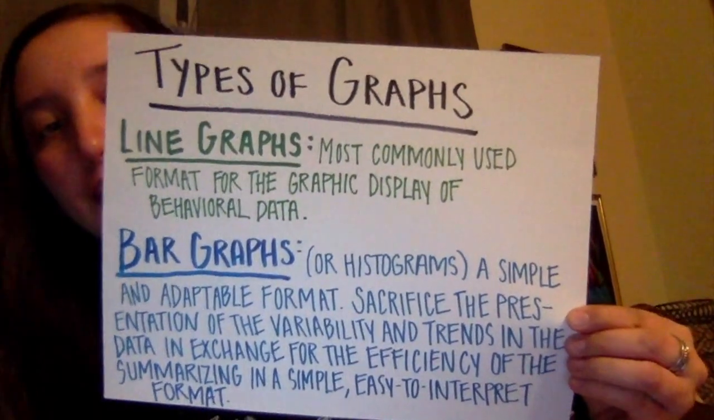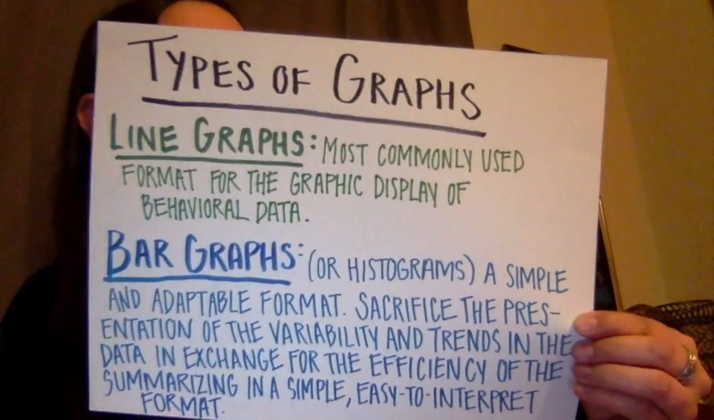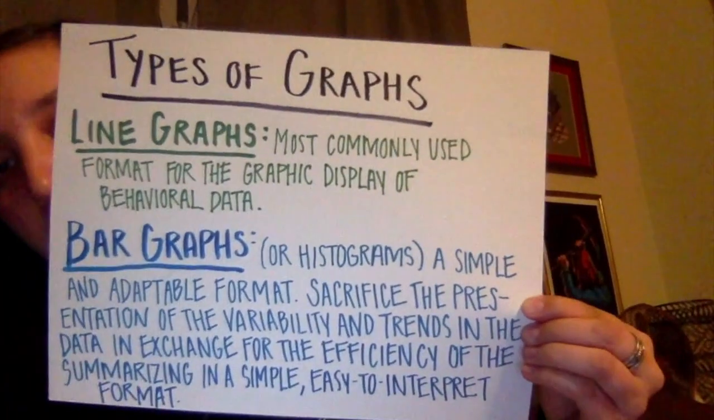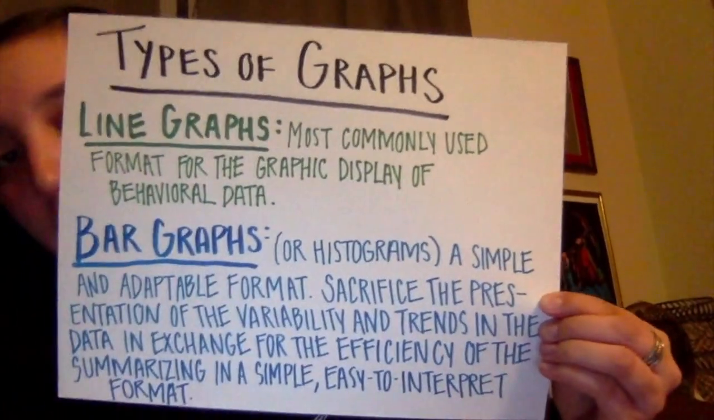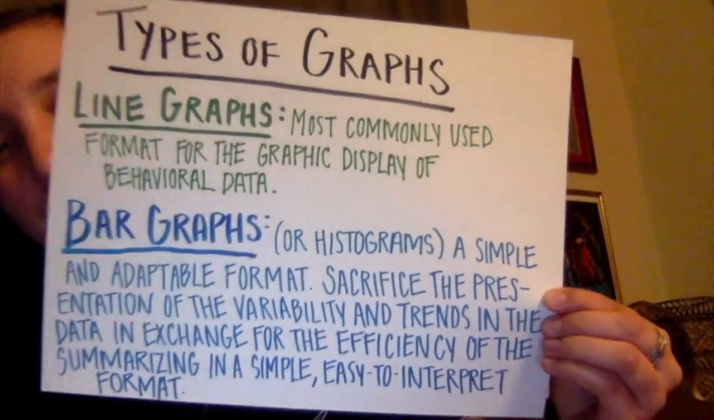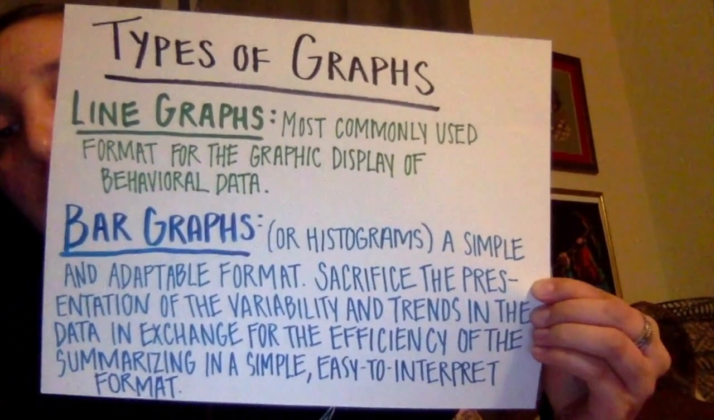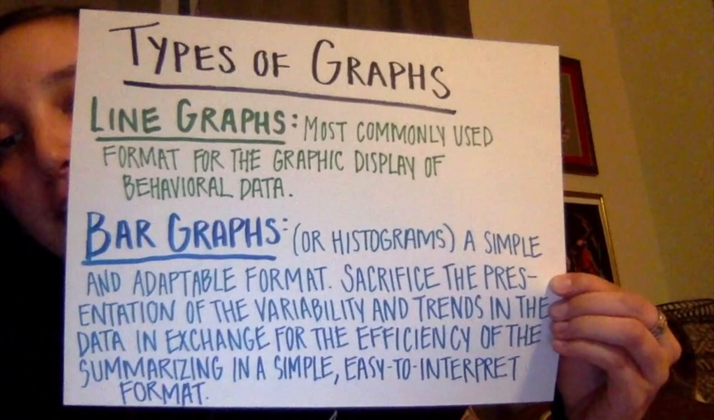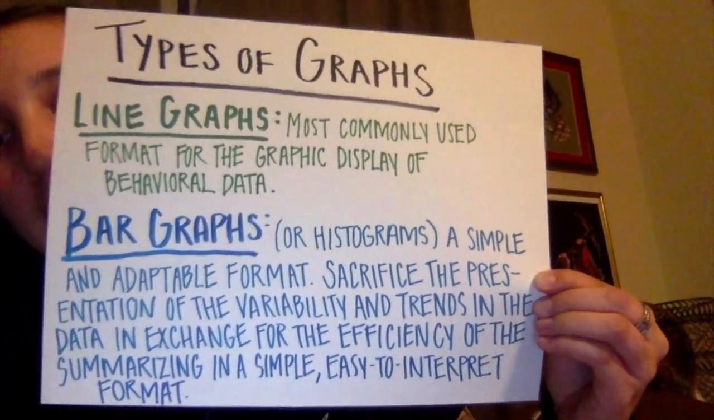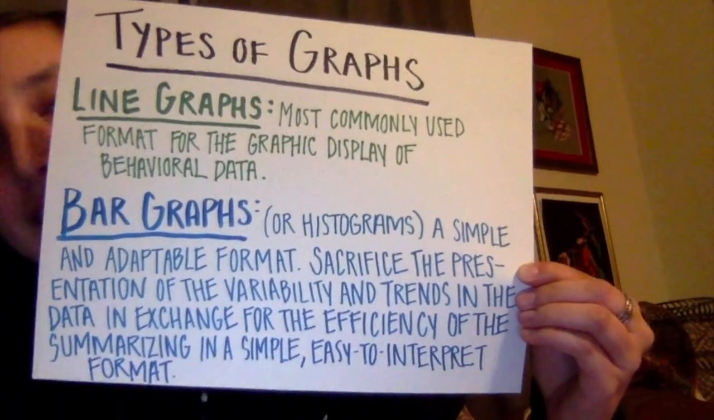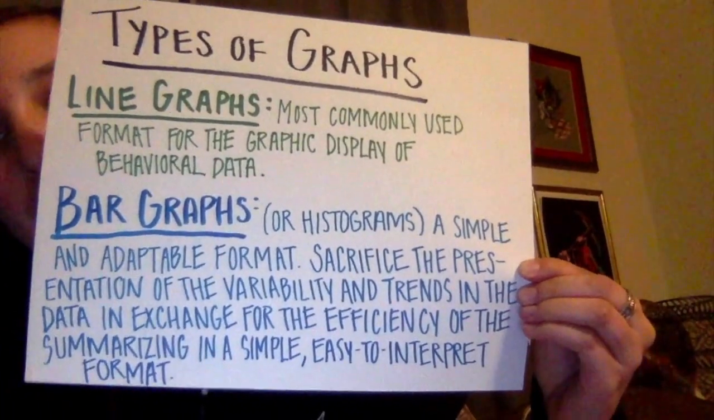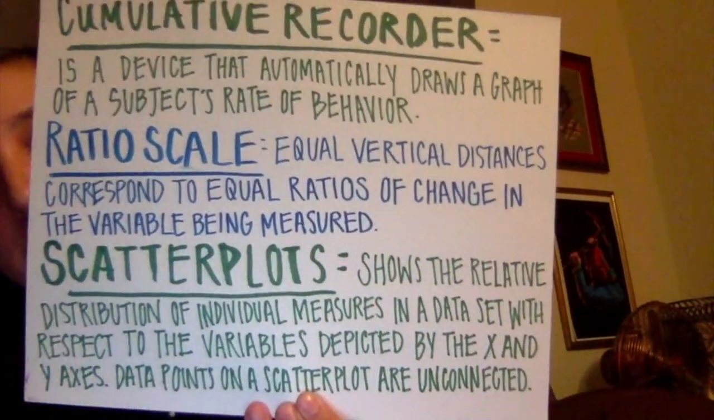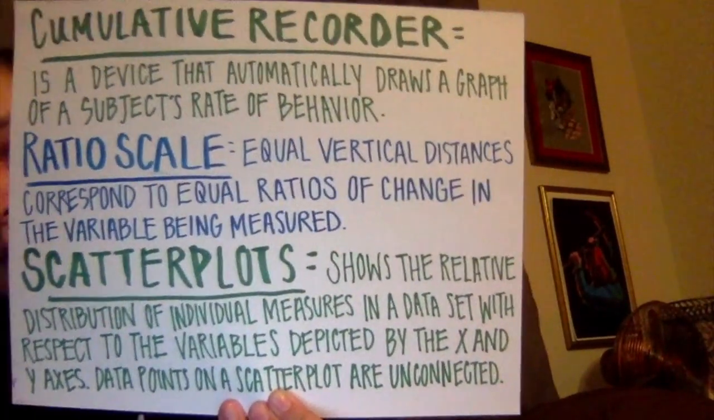So the second objective is types of graphs that a behavior analyst uses. The line graph is the most commonly used format for graphic display of behavioral data. Bar graphs, or the histogram, is a simple and adaptable format for graphically summarizing data. Bar graphs sacrifice the presentation of the variability and trends in the data in exchange for the efficiency of summarizing and comparing large amounts of data in a simple, easy-to-interpret format. The cumulative recorder is a device that automatically draws a graph of a subject's rate of behavior.